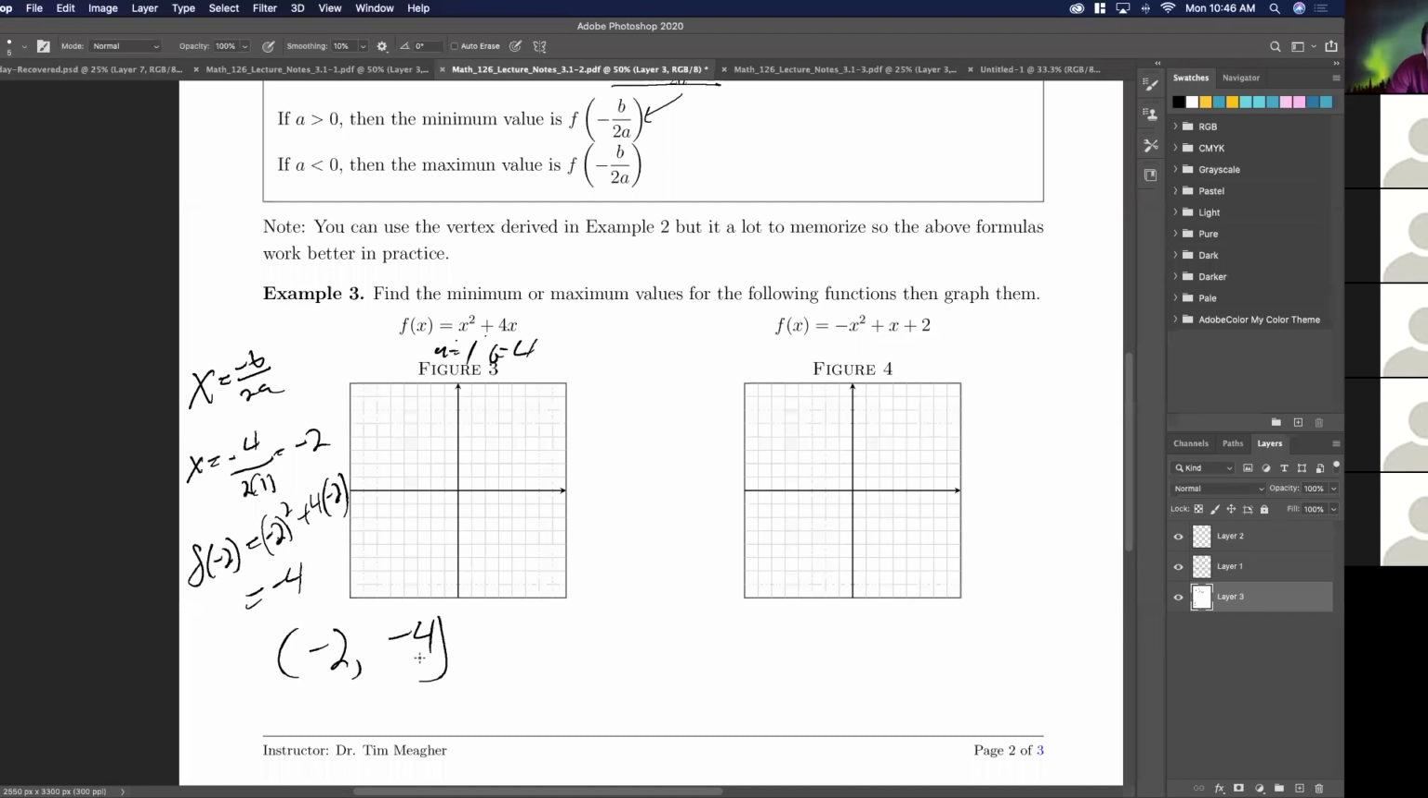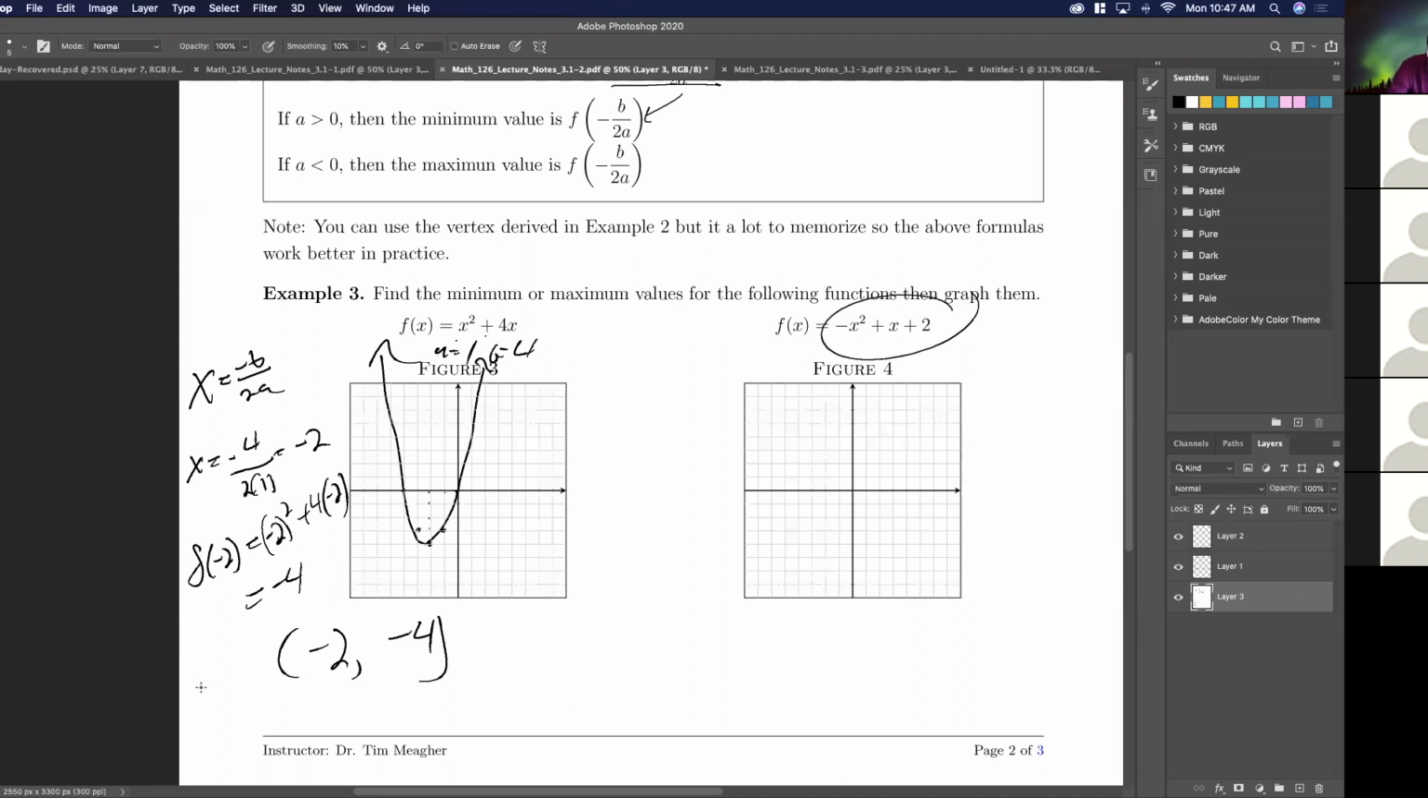And so here I have my vertex, at negative 2 in the x direction, negative 4 in the y direction. In which way does it open? Well, a is 1, so it opens upward. So I can quickly graph this. Actually, I know where the other points are at, and so I can just quickly graph this by finding the vertex.